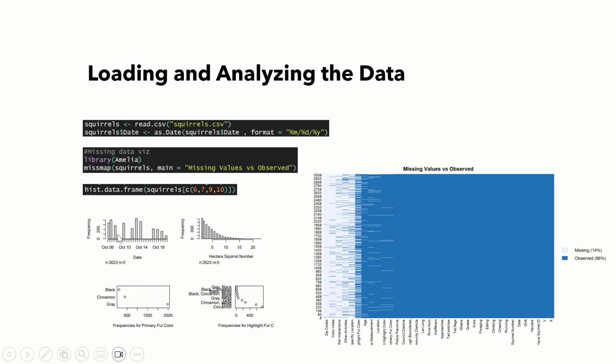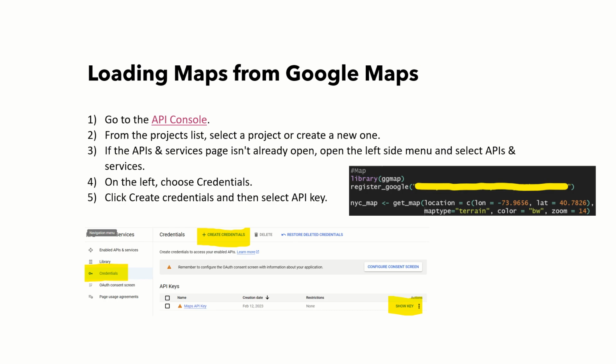For example, I looked at which days had observations. You can see there were some days where there were no observations of squirrels made, as well as squirrels per block of analysis. And then the frequencies for primary fur color, which are black, cinnamon, and gray, and then for the highlighted fur colors as well. So it's always good to look at your data a little bit before you jump right into your visualization so you can figure out where you might have the best luck trying out different correlations or looking for a deeper dive.